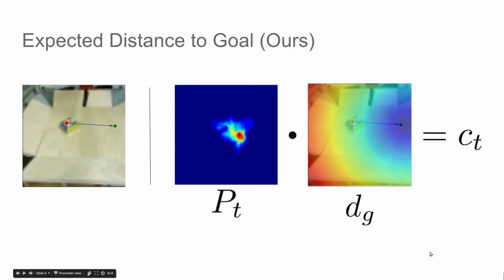We found a simple alternative which accounts for the distance of the probability mass to the goal. We compute the expected distance to the goal by pointwise multiplying the probability pt with the distance field to the goal point. Here's the goal point. The cost function is smoother and more informative about the proximity to the goal. In the quantitative comparison later, we will see that this cost function has a great advantage.